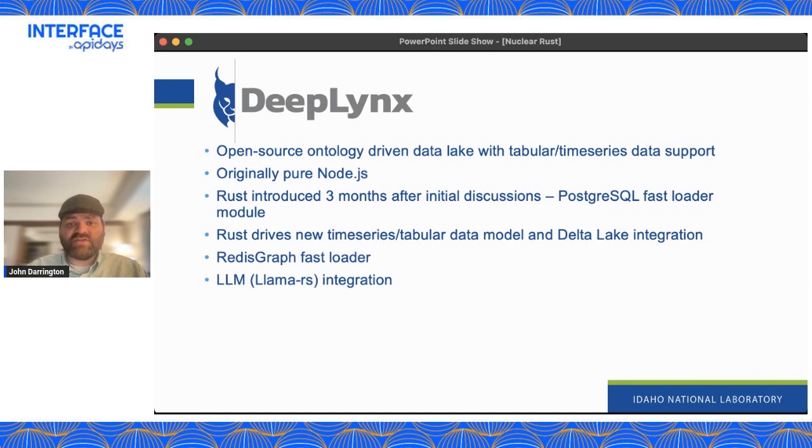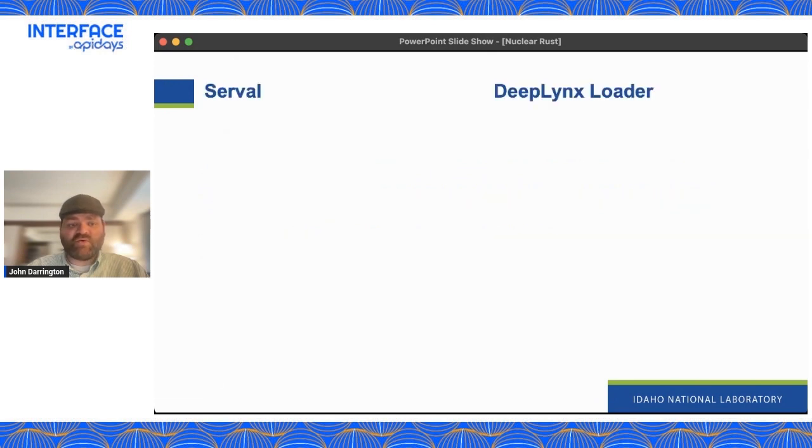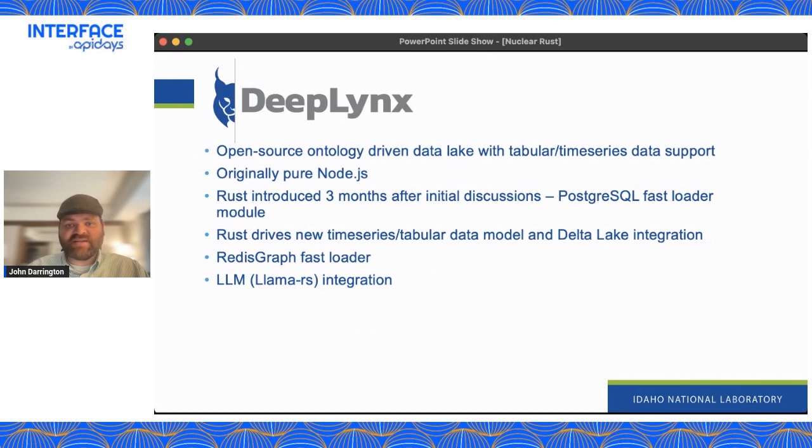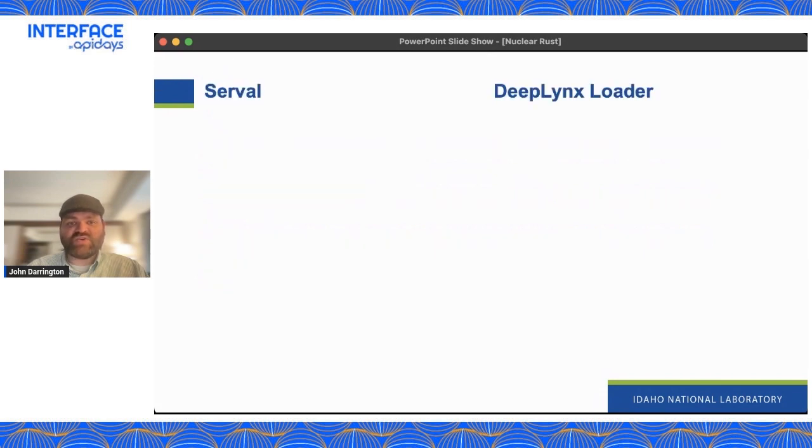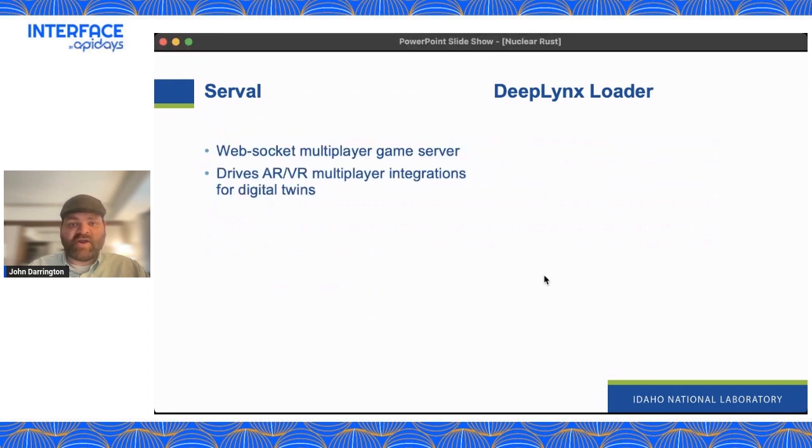And so we've done a lot with Rust. And we've done more than just DeepLinks in Rust too. We have more than these two, but there's 2 other programs we have. One is called Serval. So another big cat. So we go back to DeepLinks is a big cat, and then Serval is another big cat. And what Serval is, it's a WebSocket multiplayer game server, drives our AR and VR multiplayer integration. So for digital twins, we have a visualization layer that's usually in augmented reality or virtual reality so that users can interact with our virtual twins. And then again, it drives another part of DeepLinks.